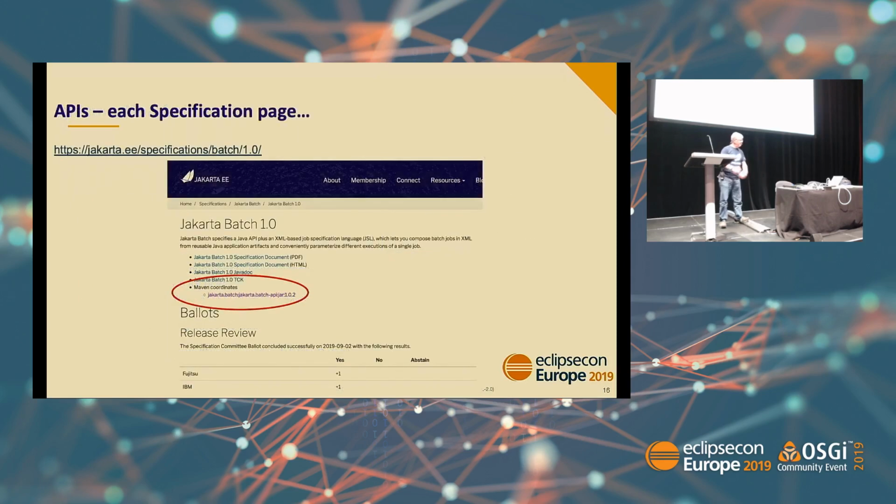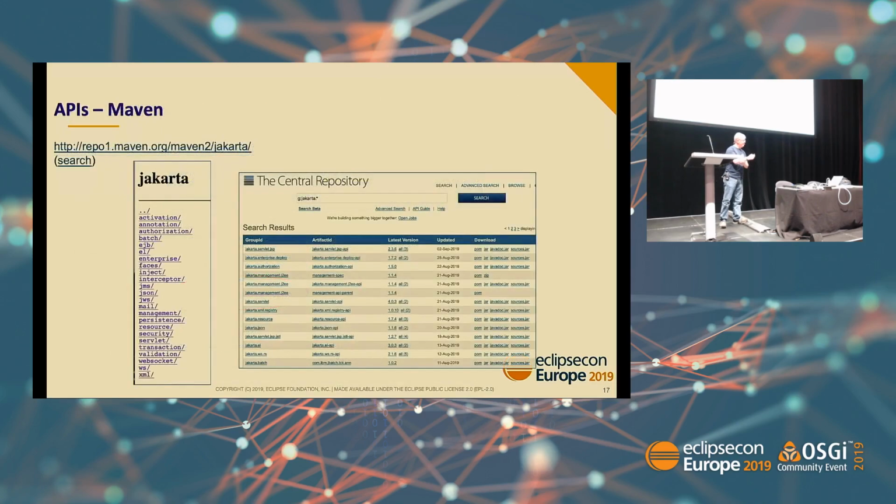Okay, and we mentioned APIs. If you didn't want to go out and look at each one of those individually, you can just go to your favorite search engine for Maven, search on a group ID of Jakarta, and you'll find all of them related to Jakarta EE8.